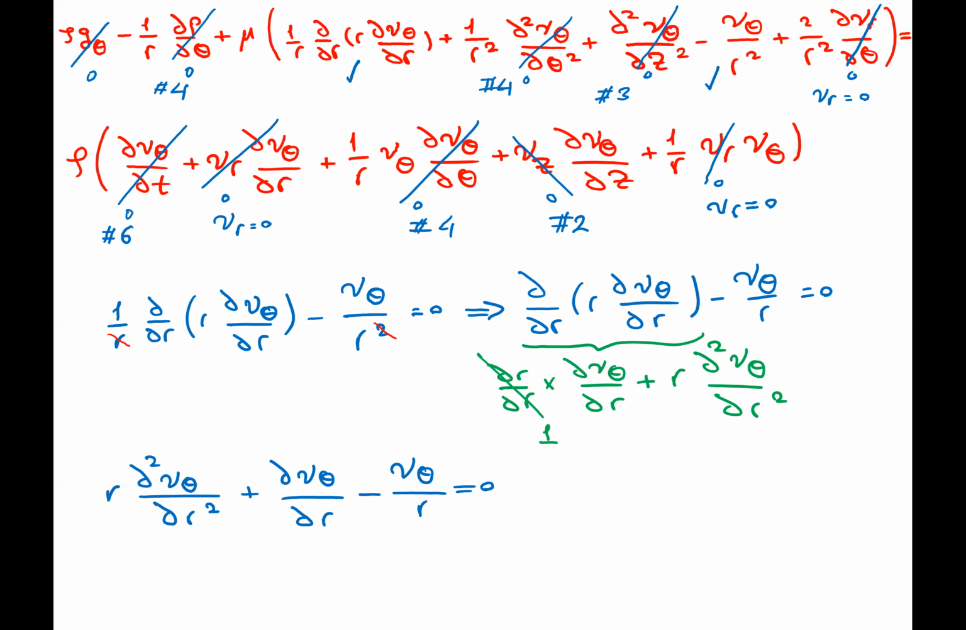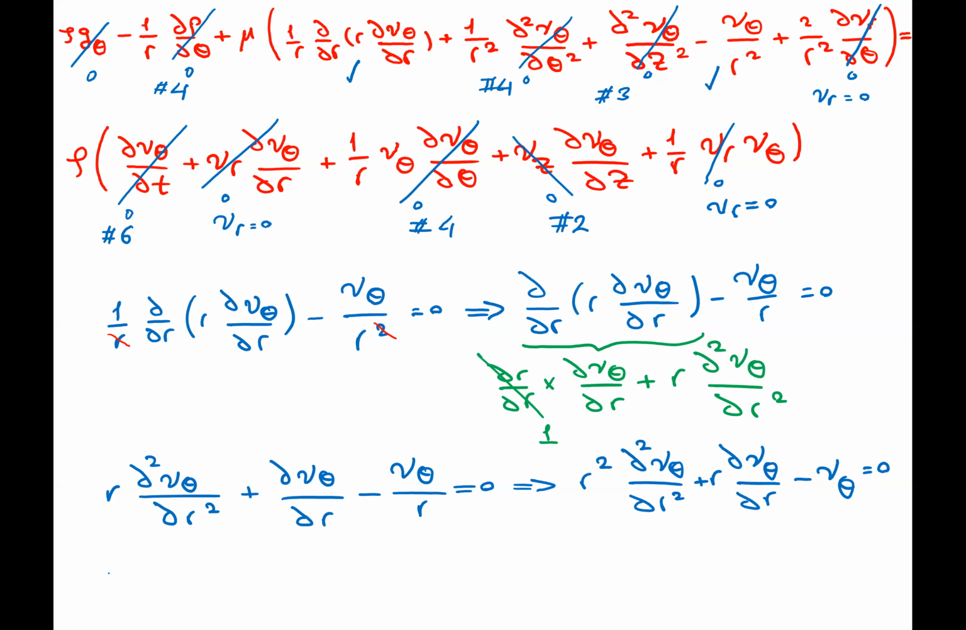Equal to 0. Okay, so if we multiply both sides by 1r, then this is what we get. Then we get r squared, the second derivative of v theta with respect to r, plus r, the first derivative of v theta with respect to r, minus v theta equal to 0. So this is an ordinary differential equation, and we need to solve this.